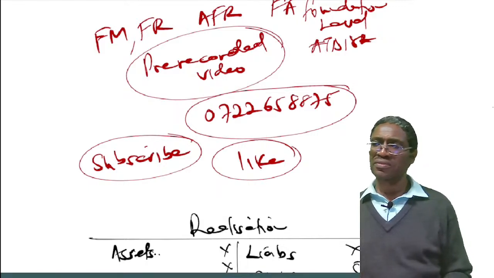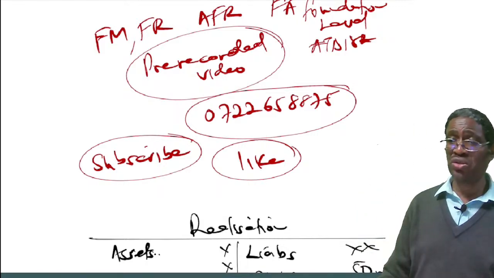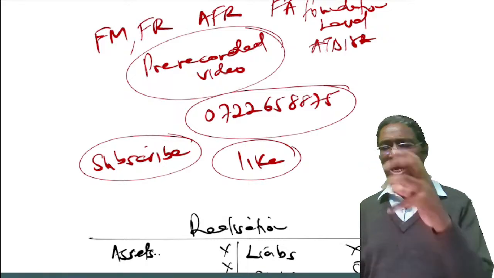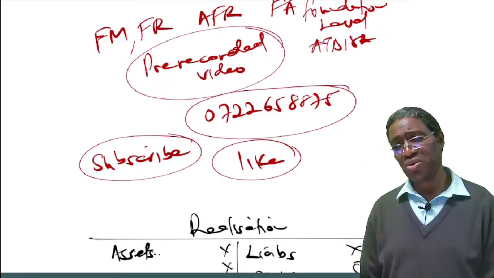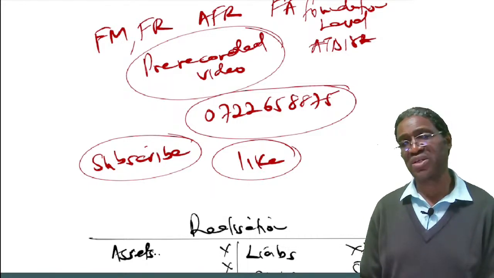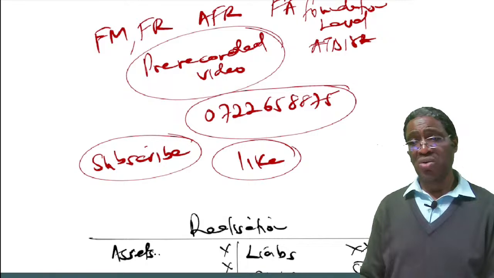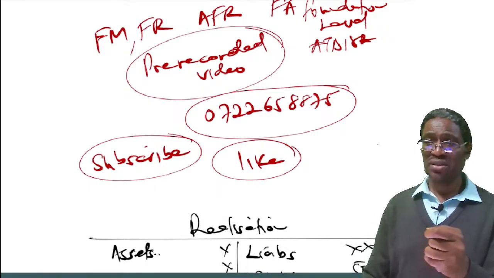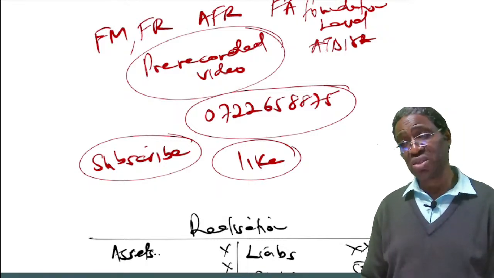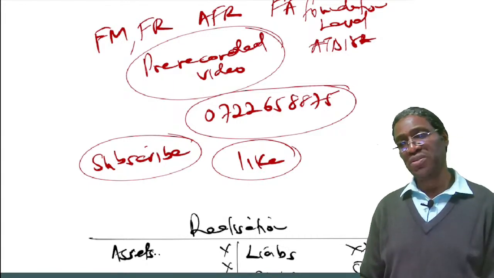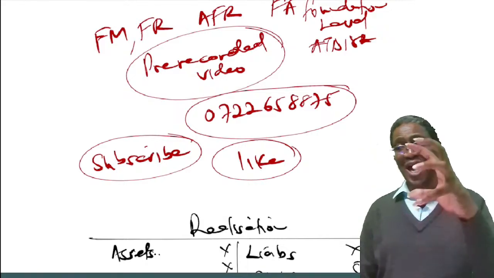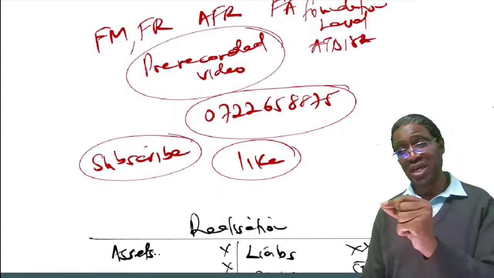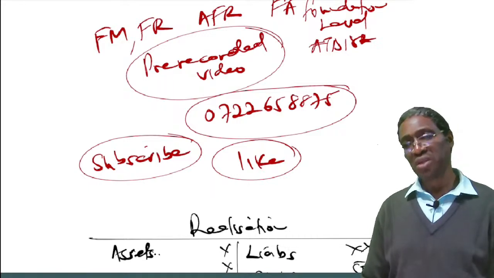Then you say this: external reconstruction takes place when a company is liquidated and they sell their business to another existing company or a newly formed company.